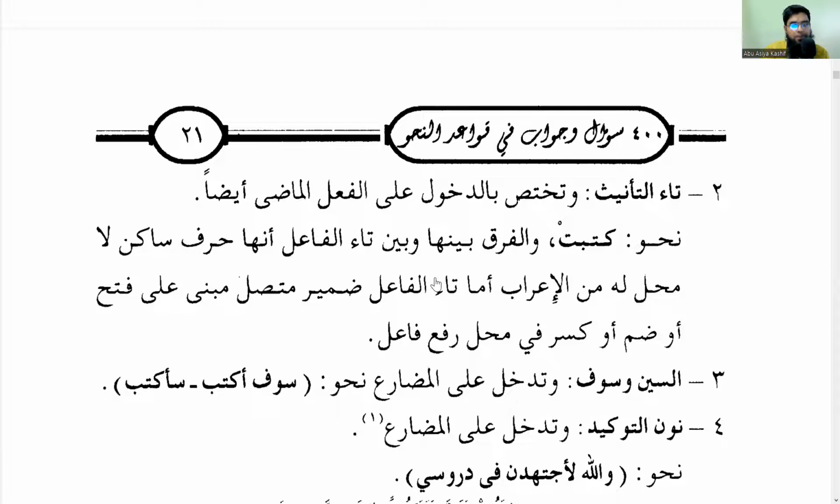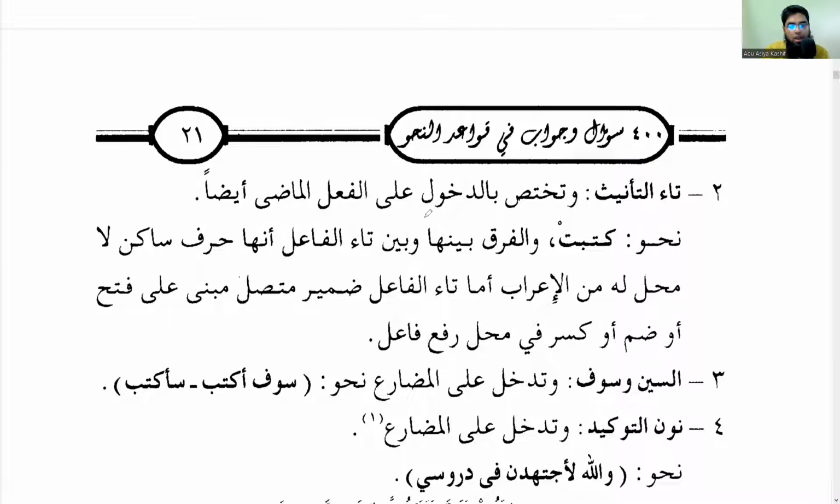So verbs, how do you identify the verbs? The one thing is it should take a ta'ul fa'il, right? So nouns will not take ta, tuma, tumti, tuma, tuna and all these. Only verbs will. The second is ta'ut tanith. وتختص بالدخول على الفعل الماضي أيضا.